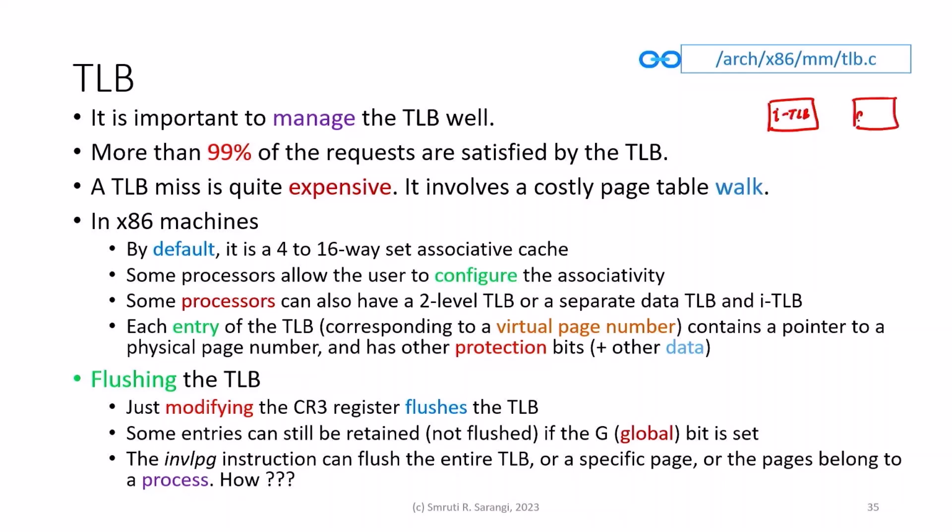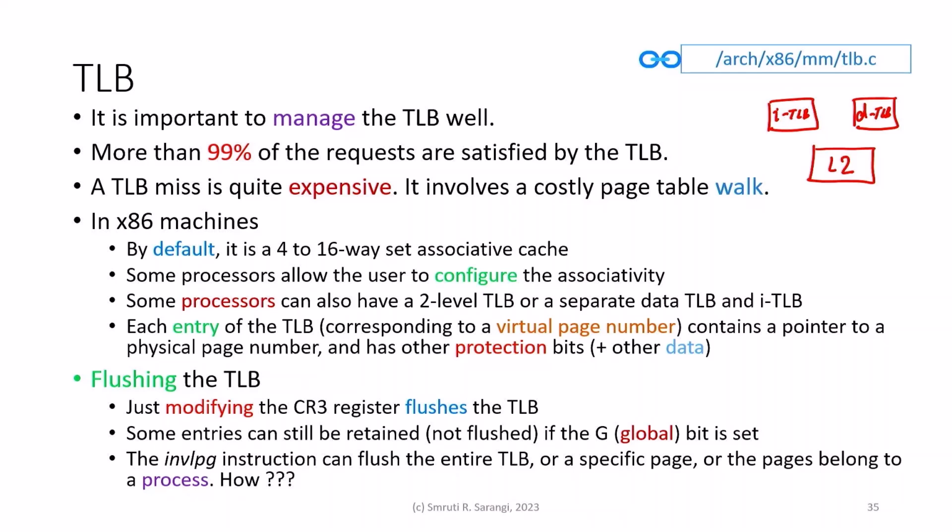It would have a data TLB for data, and it would have an L2 TLB where basically if something does not fit at the upper levels, it can naturally flow down to the lower levels. So TLB hit rates are very high, upwards of 99%, and a miss is quite expensive because that would require a page walk. Page walks can be done in hardware, can be done in software.